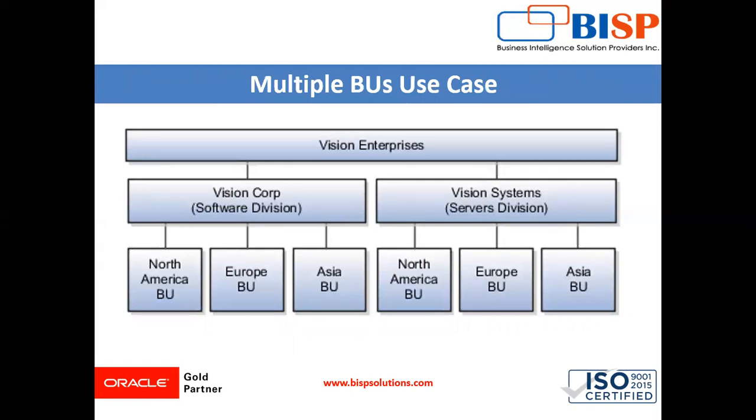This is the multiple BUs use case. In this use case, Vision Enterprises is a global high technology company with two divisions. Vision Corporation focuses on software, and Vision Systems sells high-end servers and engineered systems that combine hardware and software in a single frame. Both divisions operate globally across North America, Europe, and Asia Pacific. So they create multiple BUs for each of these areas. This is all about the multiple BUs.